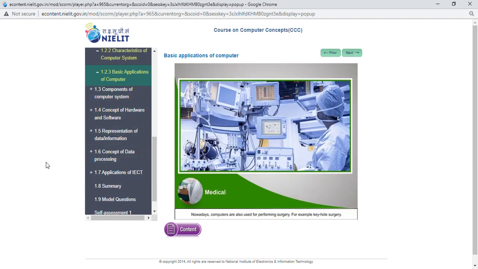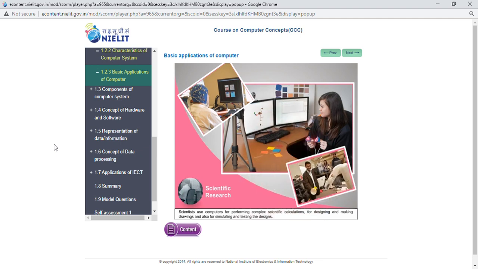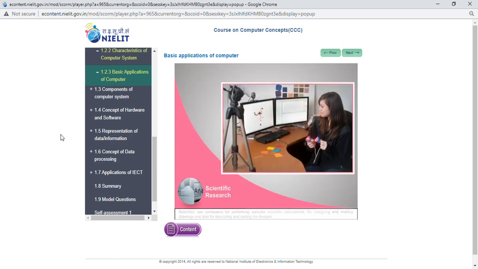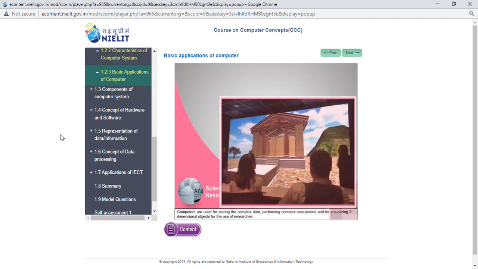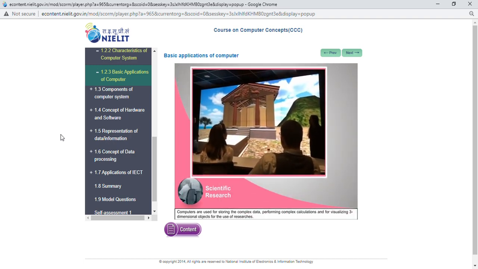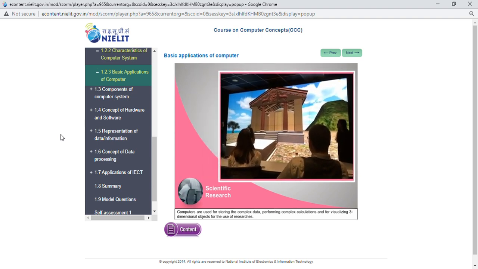Nowadays, computers are also used for performing surgery, for example, keyhole surgery. Scientific research: scientists use computers for performing complex scientific calculations, for designing and making drawings, and also for simulating and testing the designs. Computers are used for storing complex data, performing complex calculations, and for visualizing three-dimensional objects for the use of researchers.